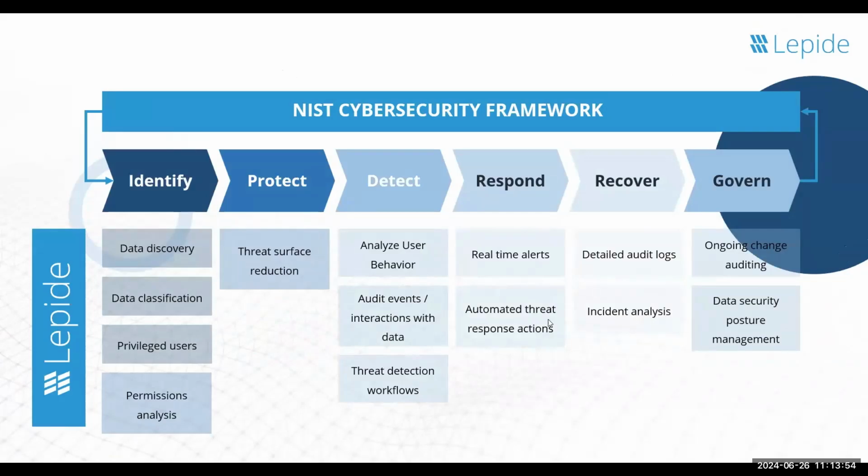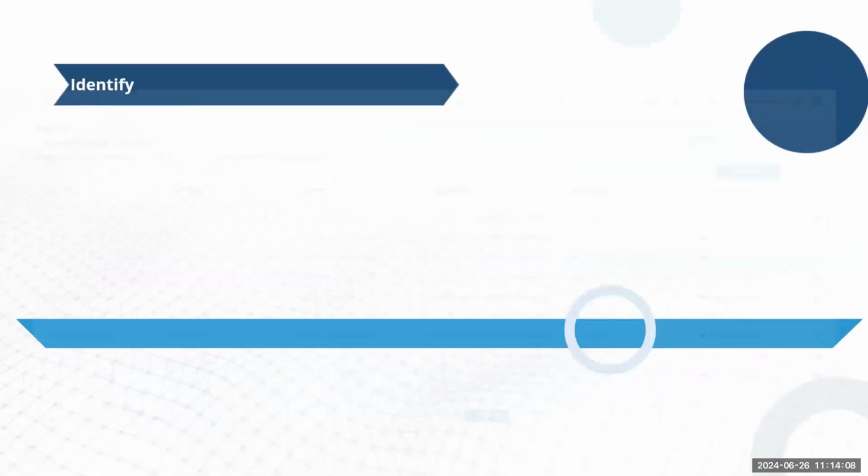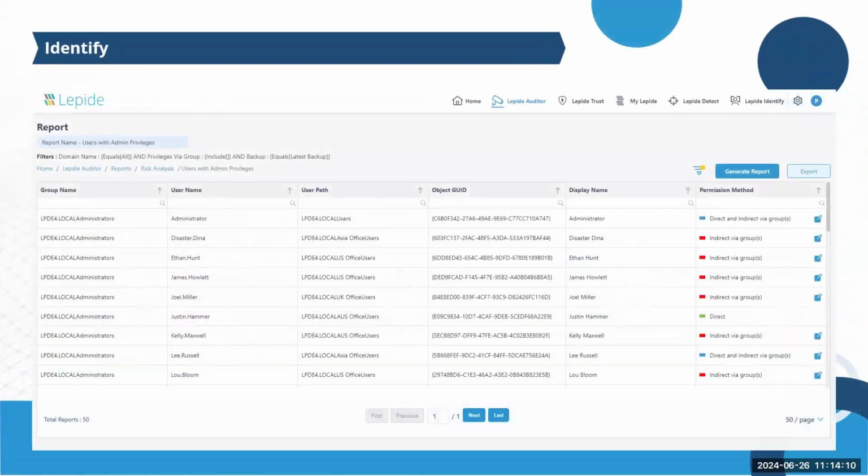The first phase is the identify phase. We're looking to identify what sensitive data we have, and which users have privileged levels of access. So we're looking to identify the high level of what our threat surface is. If we go in very quickly, here you can see an example of one of our reports. This is our users with admin privileges report.